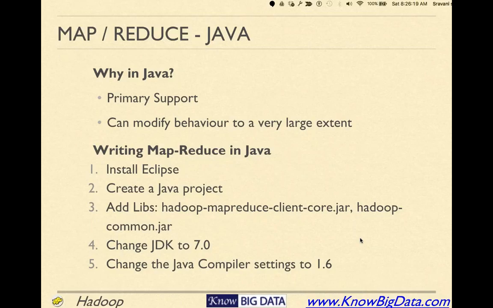All right. So to write MapReduce in Java, all you need to do is first install Eclipse, create a Java project, and add all these libraries. Change JDK to 7.0, change the Java compiler settings to 1.6, and then you go with the next step.